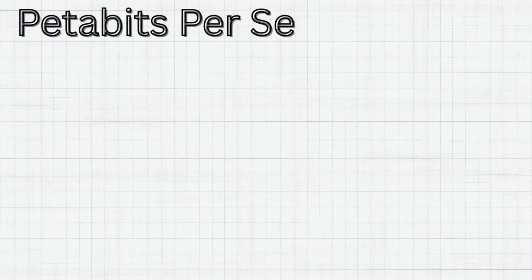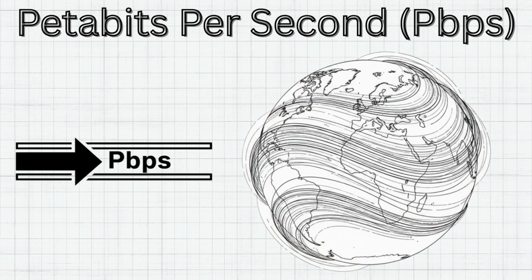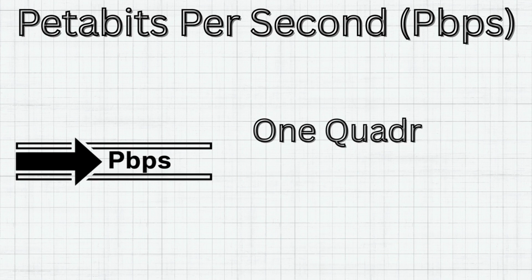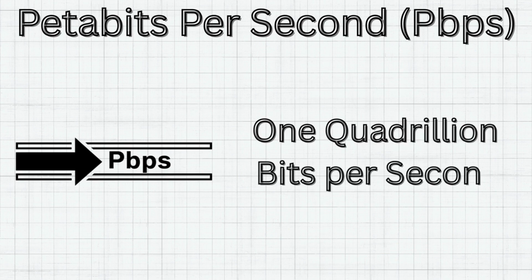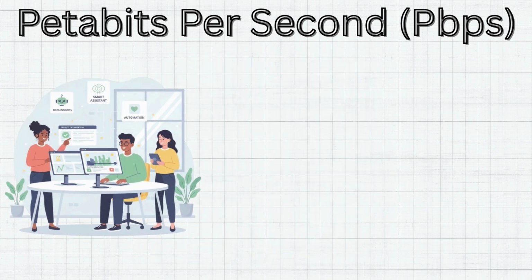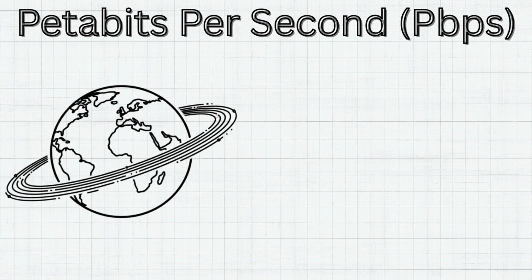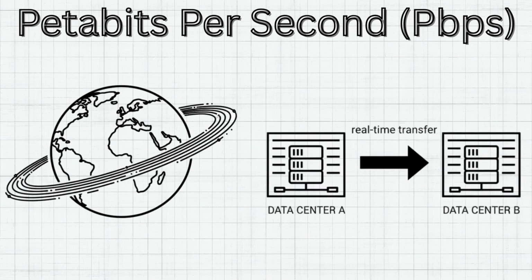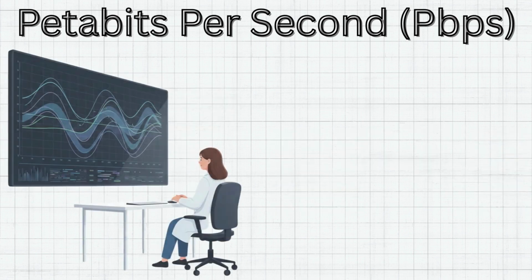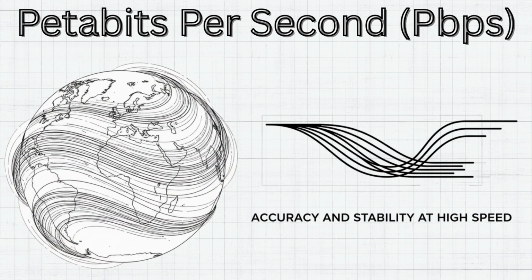Petabits per second, or PBPS, pushes data transfer into the realm of extreme-scale computing. 1 petabit equals 1 quadrillion bits per second. This level is currently explored in advanced research environments, where scientists test future networking technologies. PBPS speeds are essential for preparing systems that will support massive artificial intelligence models, real-time global backups, and next-generation communication networks. At this scale, the challenge is no longer speed alone, but maintaining stability and accuracy while moving enormous volumes of data.